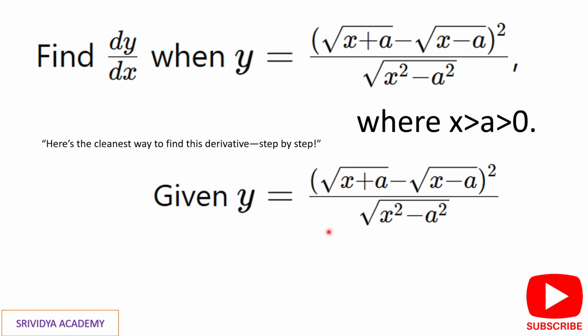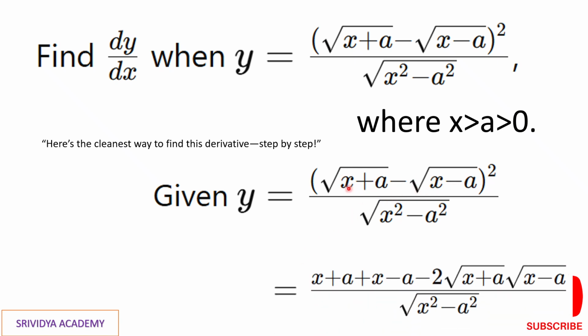Let us consider the given expression: (root of x plus a minus root of x minus a) whole square, divided by root of x square minus a square. Let us expand the numerator using the (a minus b) whole square formula, where a is root of x plus a and b is root of x minus a. Therefore, y becomes root of x plus a whole square, meaning x plus a, plus b square, meaning root of x minus a whole square, is x minus a, minus 2ab, that is 2 into root of x plus a into root of x minus a, divided by root of x square minus a square as it is.